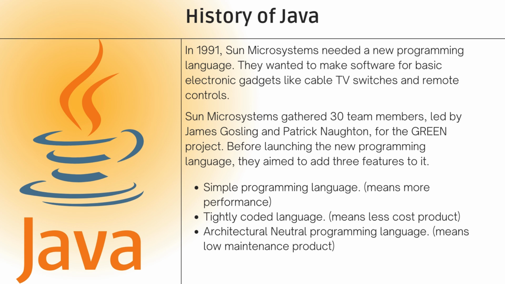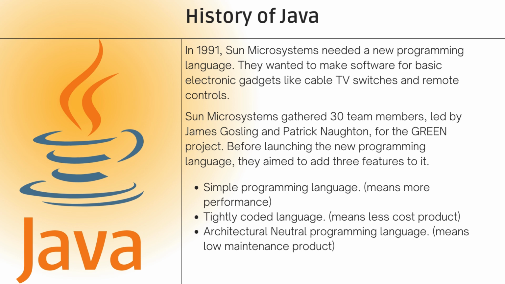Before they launched this new programming language, they had three main goals in mind. First, they wanted it to be simple. This meant they wanted a language that could perform very well, making it easier for developers to write programs quickly and efficiently. Second, they wanted it to be tightly coded. This basically means they wanted to keep the cost down. By writing efficient code, they could save money on hardware and make their product more affordable.